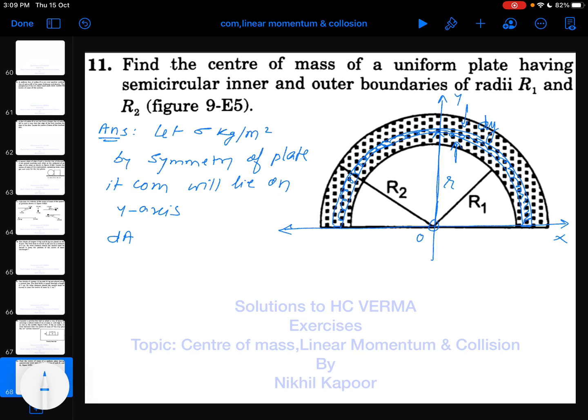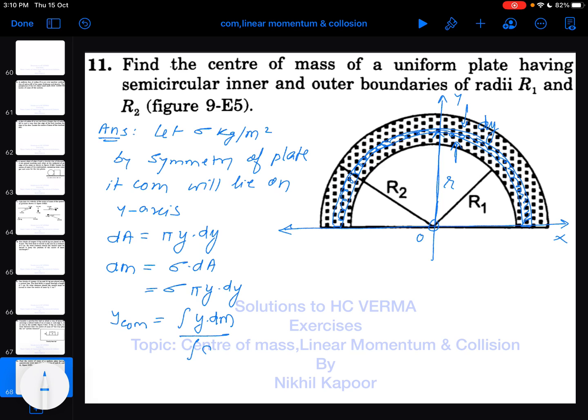So the elemental area will be pi y dy, that is semicircle circumference into thickness. So the mass of that element will be sigma into dA. So it will be sigma into pi y dy, dm. Now the y coordinate of center of mass will be equal to integration y into dm upon integration dm.